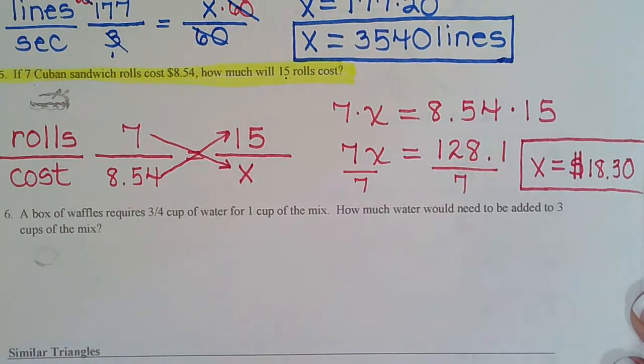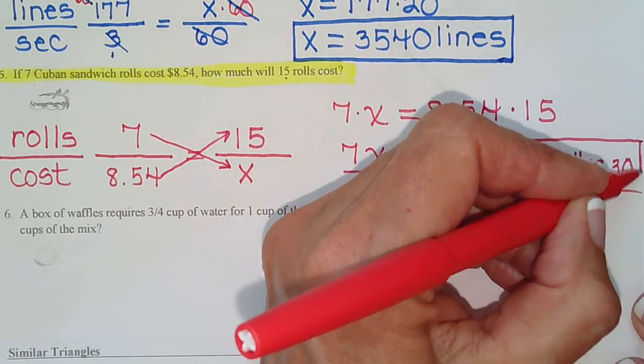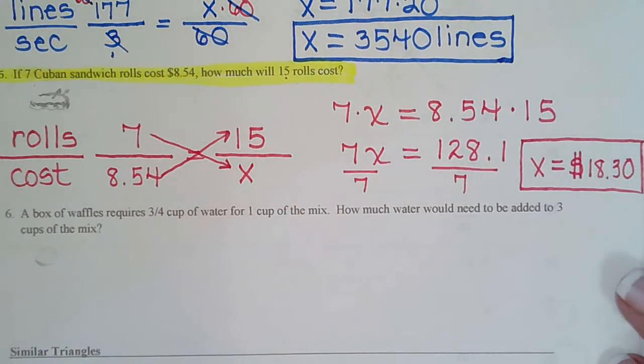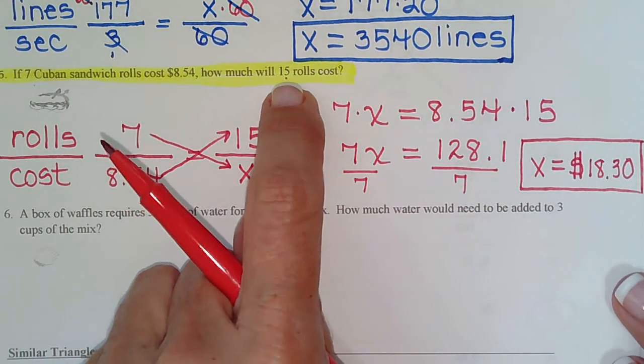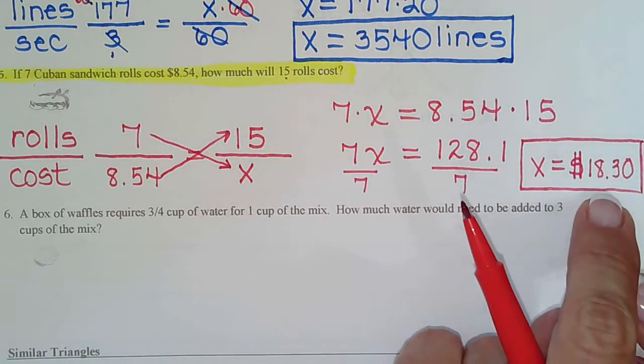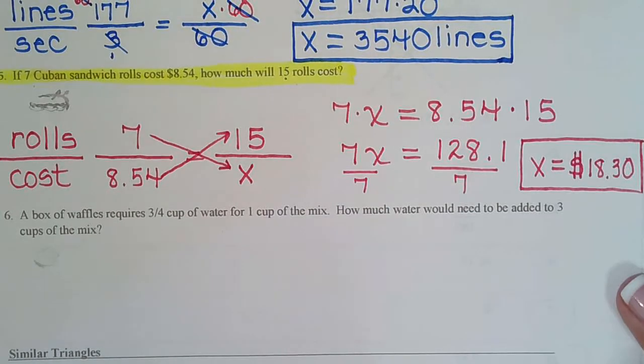So $18.30. So if they asked you to write a sentence, you would say 15 rolls cost $18.30.